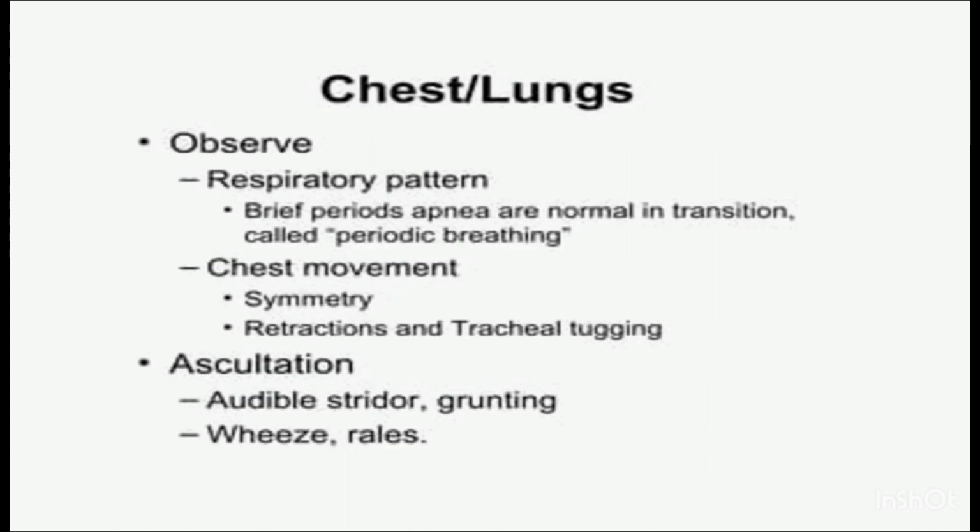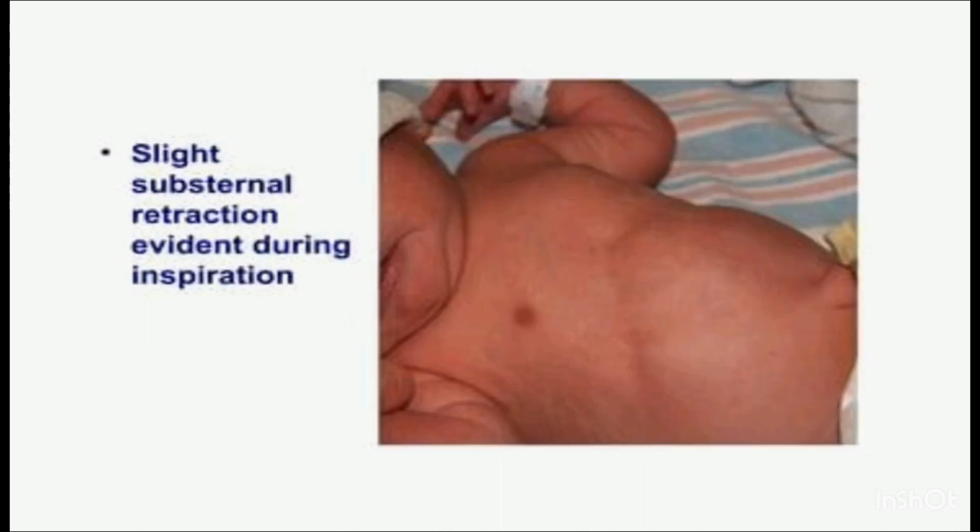In observation of respiratory pattern, brief periods of apnea are normal in transition, called periodic breathing. Check chest movement symmetry, retraction and tracheal tugging in chest movement. In auscultation, listen for audible stridor, grunting, wheeze and rale sounds. This is the picture of slight substernal retraction, which is evident during inspiration.